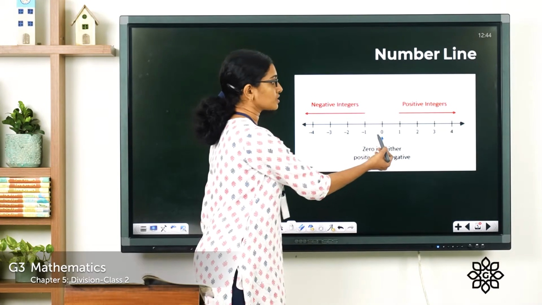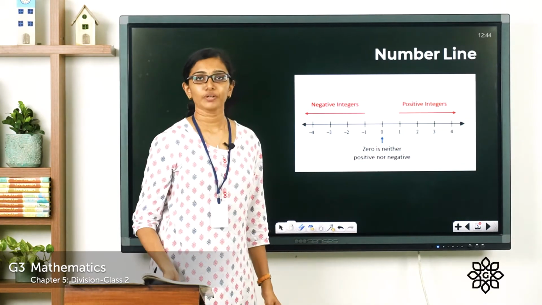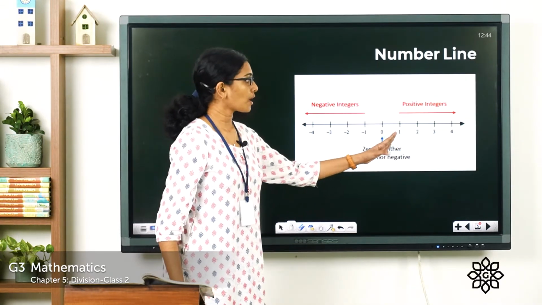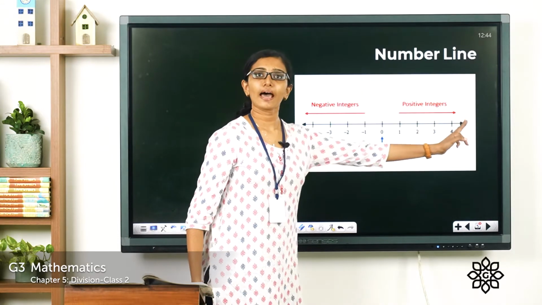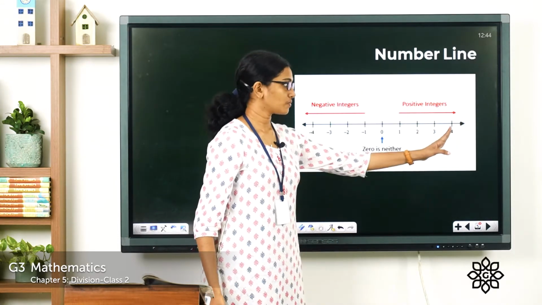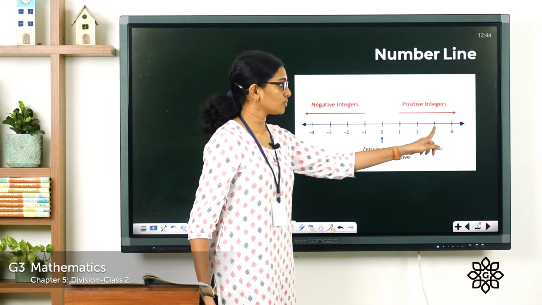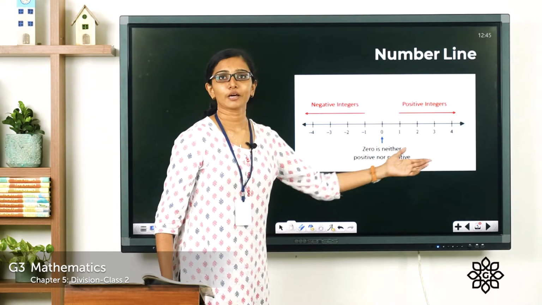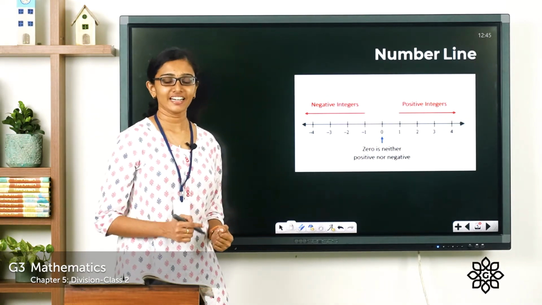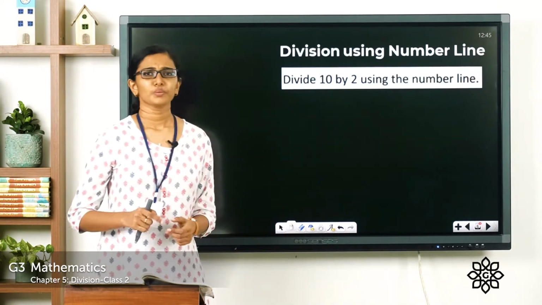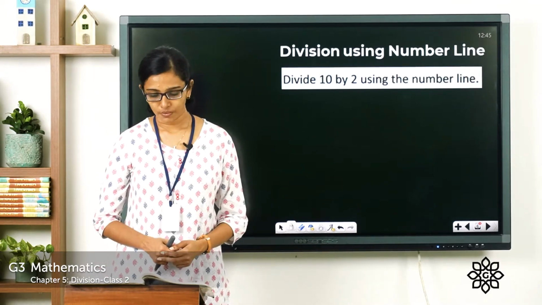When you move from 0 towards the right, the numbers increase. 0, 1, 2, 3, 4 and so on. And when you move from right to left, that is 4, 3, 2, 1, see the numbers are decreasing. Clear? Now, we'll see one question from your textbook.